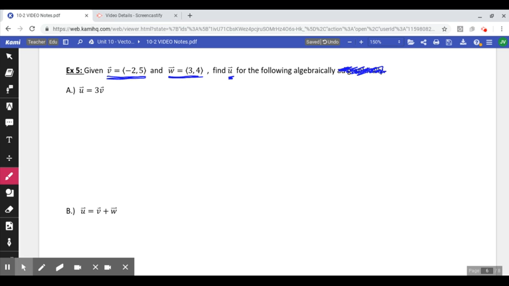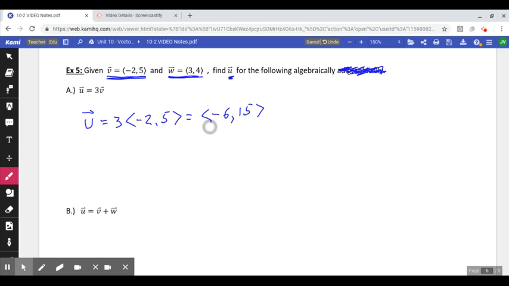So for part A, we have vector u, and it's a scalar multiple of 3, and we want to multiply vector v. It's going to be important for you to keep track of your letters. Those letters are going to indicate which vector to use. So vector v is -2, 5. For scalar multiplication, we're just going to multiply the scalar multiple by each component on the inside, whether you have 2, 3, or even more components. So 3 times -2 is -6. And then 3 times 5 is 15.